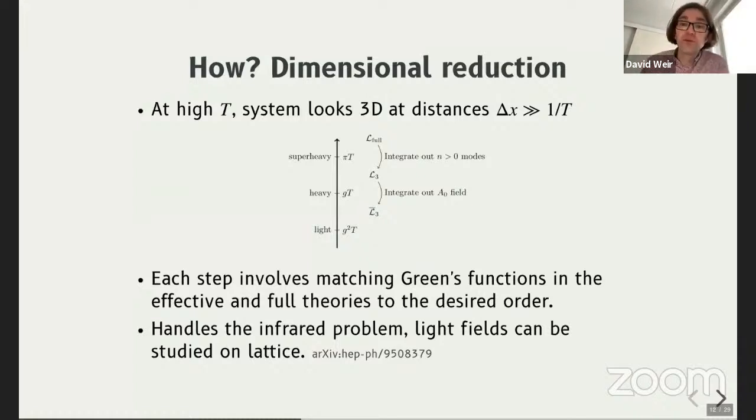But in order to get from the full four-dimensional theory down to the three-dimensional theory, you have to basically order by order match Green's functions in the four-dimensional theory to the equivalent Green's functions in the three-dimensional theory to the desired order. So this is not a trivial thing, and itself is very impressive. And it doesn't necessarily mean you have to study the resulting theory on the lattice. You could also use three-dimensional perturbation theory to study that as well, as I'll briefly come back to again later. So this dimensional reduction is a very powerful technique.